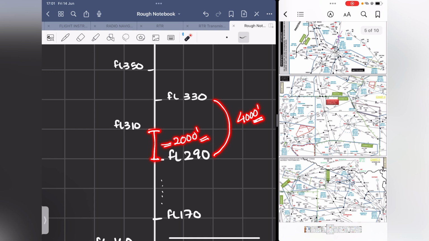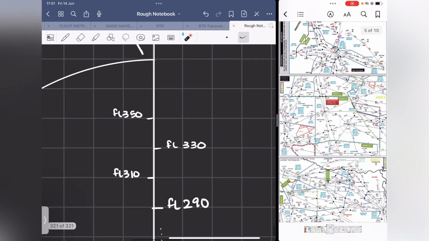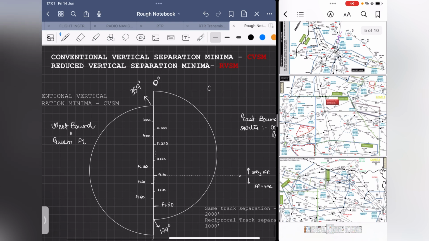So on and so forth, we keep continuing, and this system goes all the way up. CVSM starts from 290 all the way up to 410. Fine. Now the question is, why was this done? I have said that above this, everything is CVSM. Mind you, this was an old system.